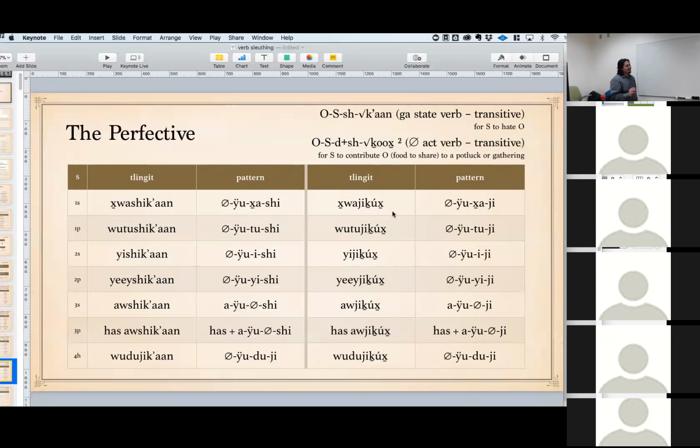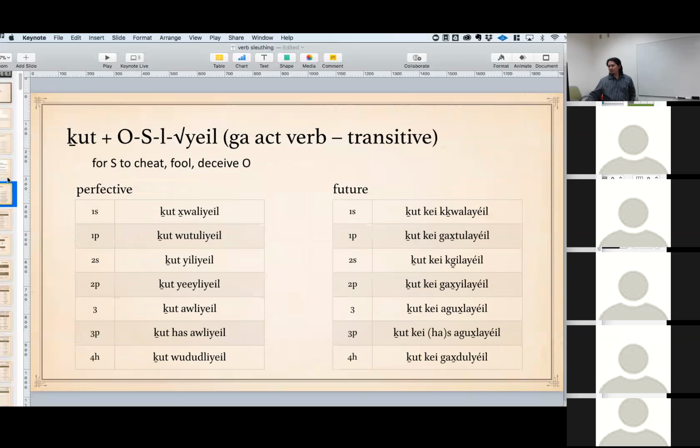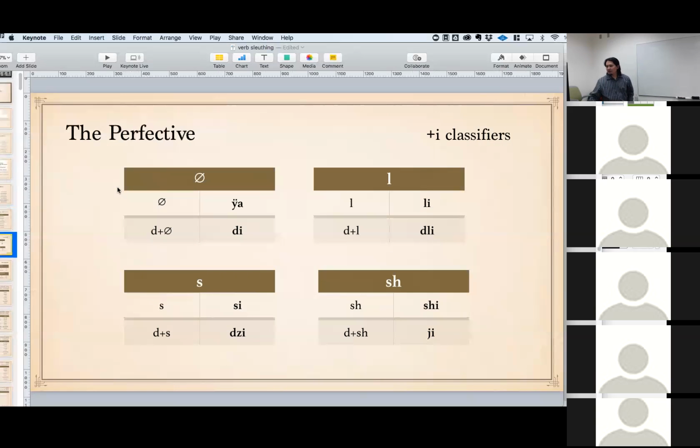And so the other thing is when we come back to the discussion on the classifier, there's a whole bunch of, if we just had piles of verbs, the zero classifier verbs would be the biggest pile. Then probably the S and the L are about the same size. There's hardly any SH verbs. It's kind of rare.